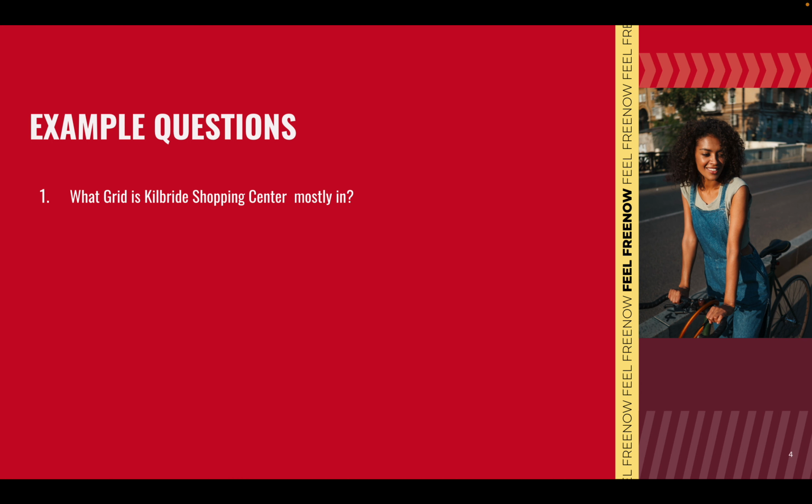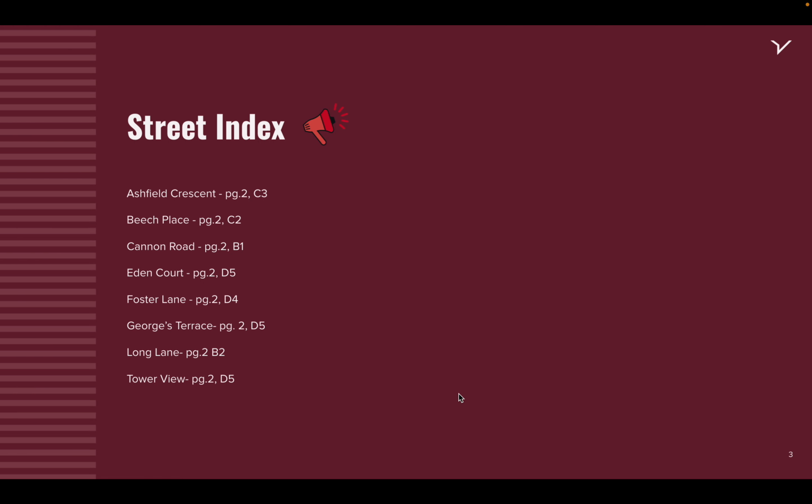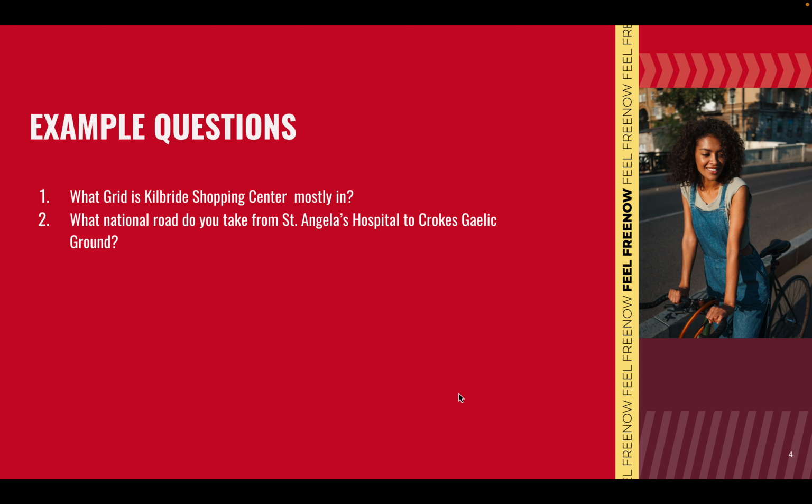The first example question is, what grid is Kilbride Shopping Center mostly in? We already went over this, but we'll do it again. So we go across A, B, C, and then count down 1, 2. So Kilbride Shopping Center, this is Kilbride Shopping Center. It's got the gift icon, which says it's a shopping complex. All right, so let's do the next question.